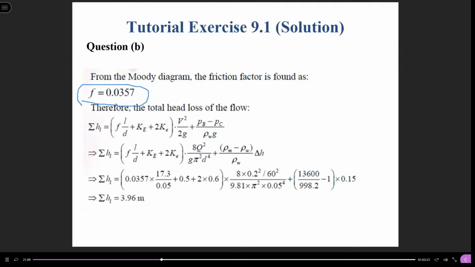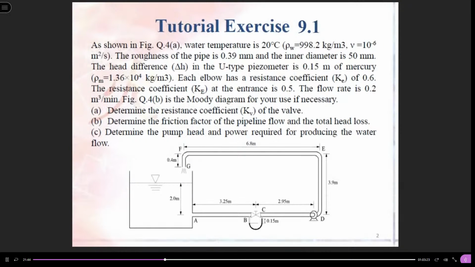So after finding the friction factor, the total head loss of the flow can be determined. The total head loss in this question includes the major loss and minor loss, as well as the head loss that occurs in the valve between point B and C. Right? Here also has head loss.